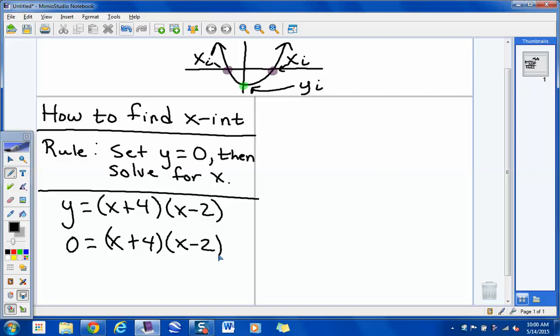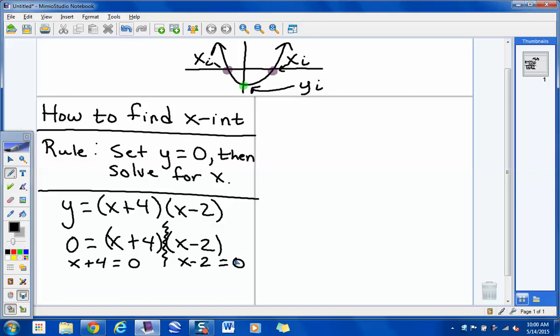All right, so here's the deal. This goes back to something we talked about last chapter, zero product. You've got one quantity times another quantity that has to equal what value? 0. So you're going to split these two parts and set both parts equal to what? 0. So I'm going to set x plus 4 equal to 0, and x minus 2 equal to 0.